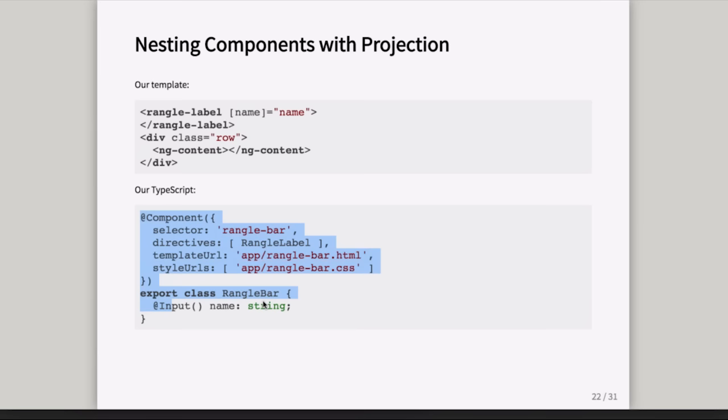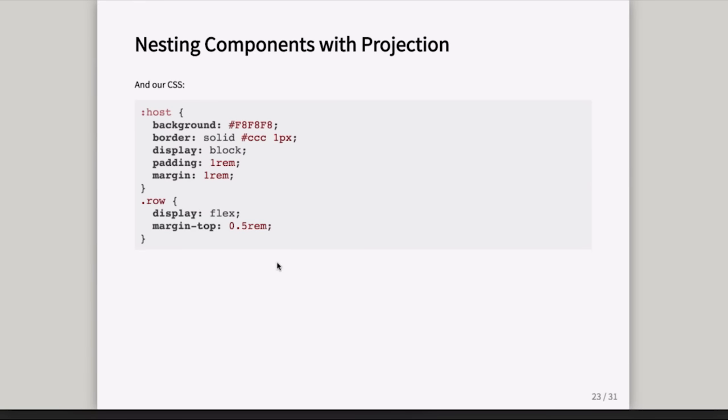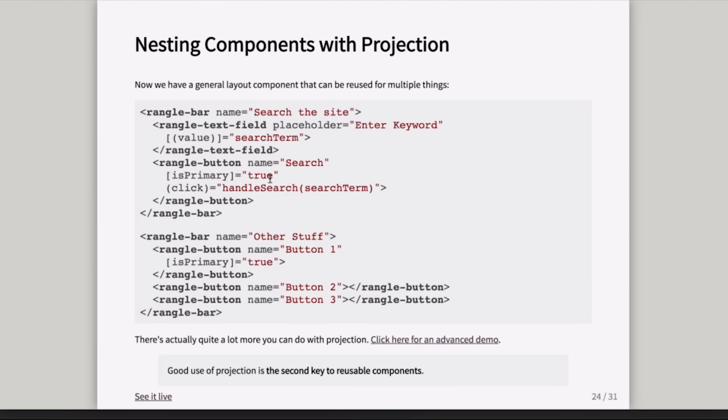So imagine we have a component selector as before, with an external template and styling file. Much of this is very similar. We're just extracting the layout and styling portions of the search bar into a standalone component. Then our application can actually use this Rangle bar with arbitrary DOM children.